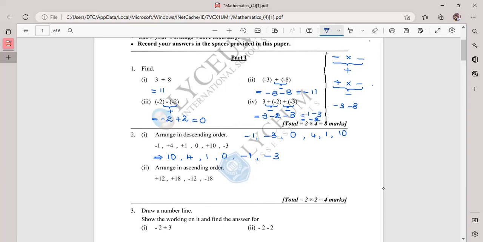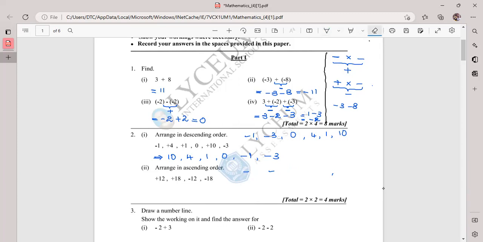When we are arranging them in ascending order, by any chance if they have asked us to do so, you want to start from the smallest value, that is negative 3, then negative 1, then 0, 1, 4, 10. That is how you want to arrange it.